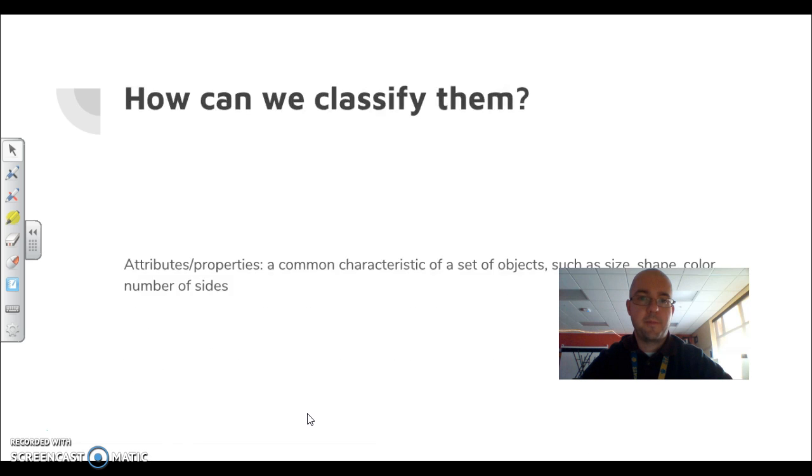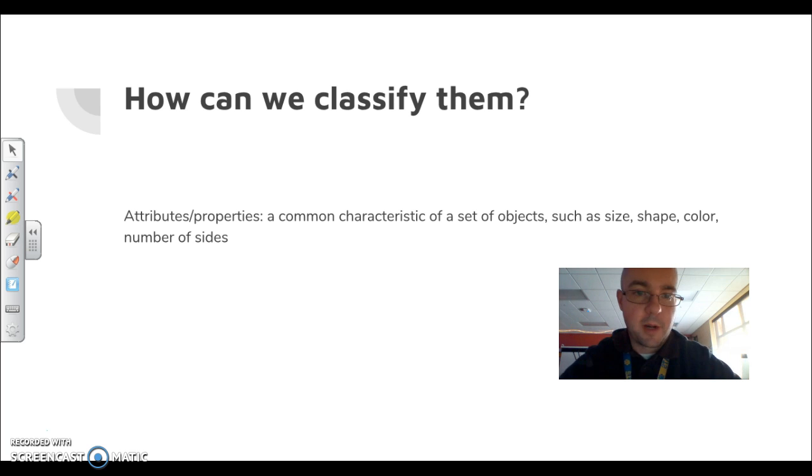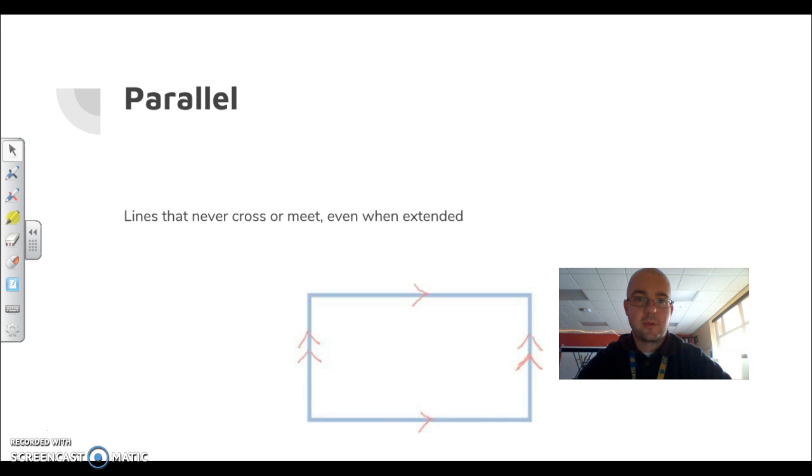How can we classify them? We look at attributes or properties. Those words mean the same thing. It's a common characteristic of a set of objects, such as size, shape, color, number of sides. We're going to look at a different attribute today, and that is called parallel lines. So that means lines that never cross or meet, even when extended.